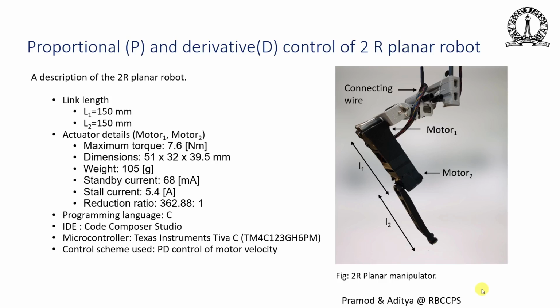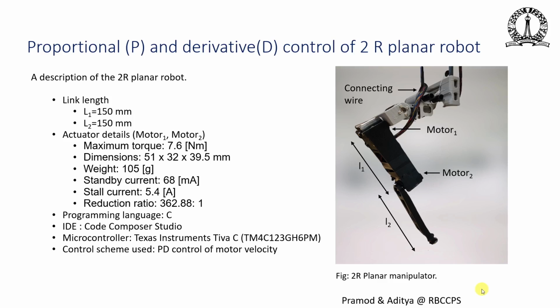In the next few slides, I will show you experimental results on a planar 2R robot, and I will show you what the experimental results are for a PD control scheme. Remember, we have looked at the PD control scheme in which there is a proportional gain and a derivative gain.